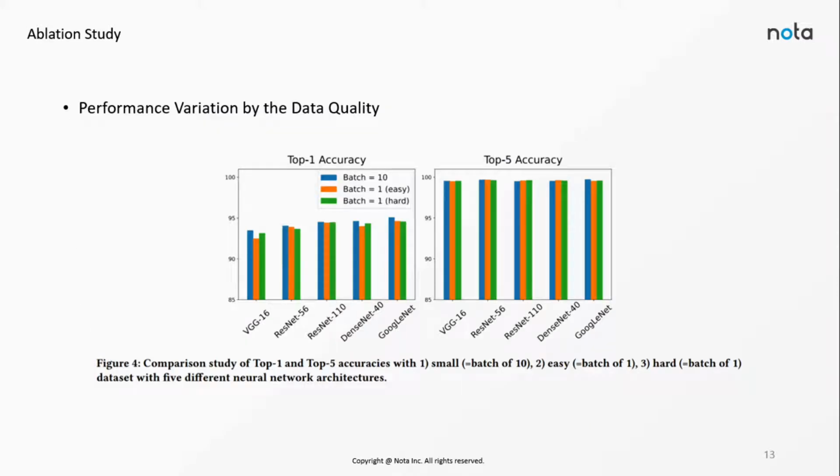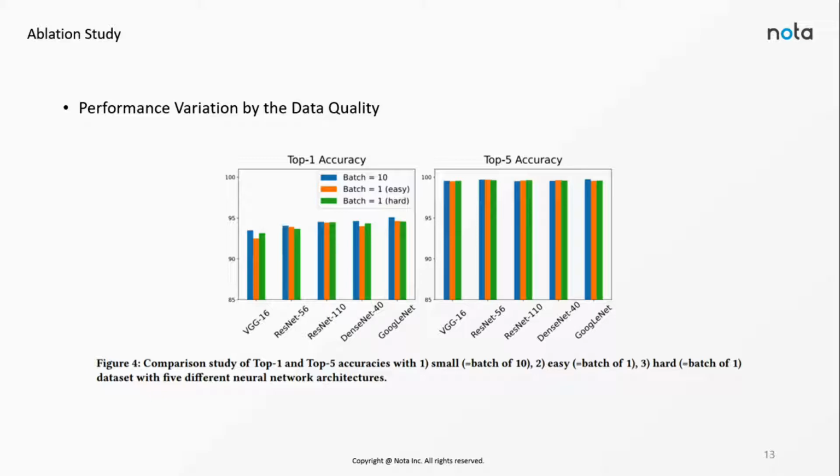As our proposed method calculates the nuclear norm on the filter's feature map, the data used can affect the performance of the compressed model. Therefore, we perform 2 additional ablation studies to verify whether our proposed method is stable regardless of the data quality and the data quantity. As you can see here, we use easy data and hard data to verify whether our proposed method is consistent regardless of the data quality.